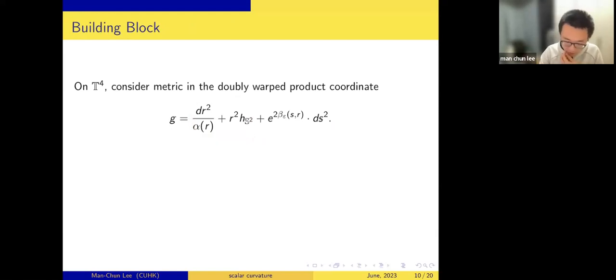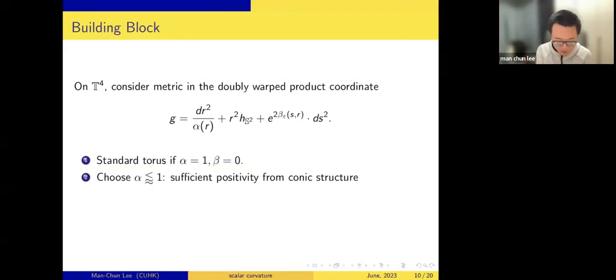Roughly speaking, the standard torus is when alpha is identically 1 and beta is identically 0. So this one is 1, this one is also 1. So this is the standard torus, the standard Euclidean space modulo the quotient.